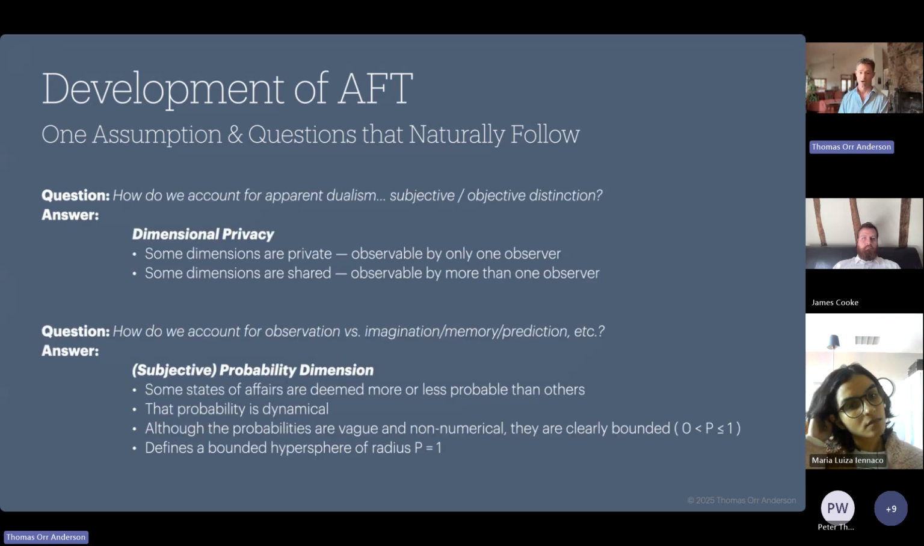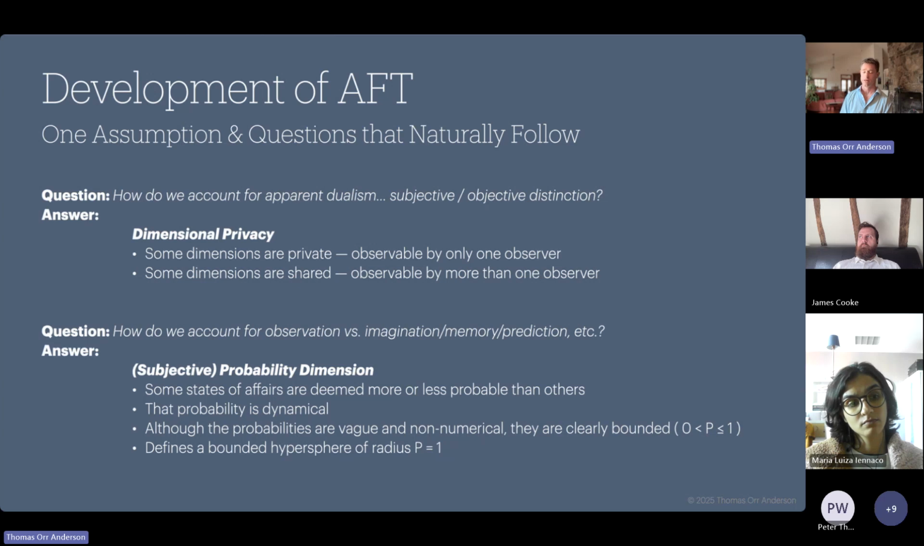Some more questions that naturally arose. How do we account for apparent dualism, the subjective-objective distinction? And this is one of my favorite parts, and we'll get into this in more detail later, but a notion of dimensional privacy, that some dimensions are private, observable by only one observer. Some dimensions are shared, observable by more than one observer, or you might say confirmable rather than observable. And this leads to a really nice way of framing this spectrum from subjective to objective in terms of the number of observers who share those dimensions. And we'll go into that later.